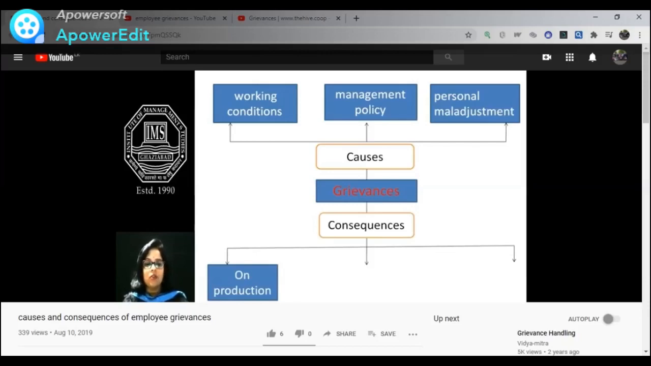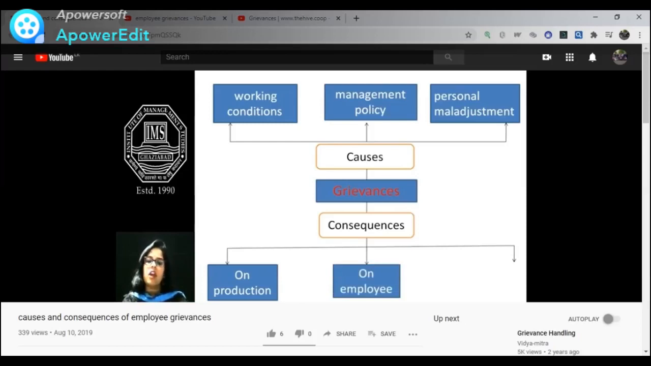The person would not be able to match the standards given by the organization in terms of quality and in terms of quantity as well. The person would make more and more mistakes, and there will be more chances of accidents in the organization. So such a negative impact we can see over the production.